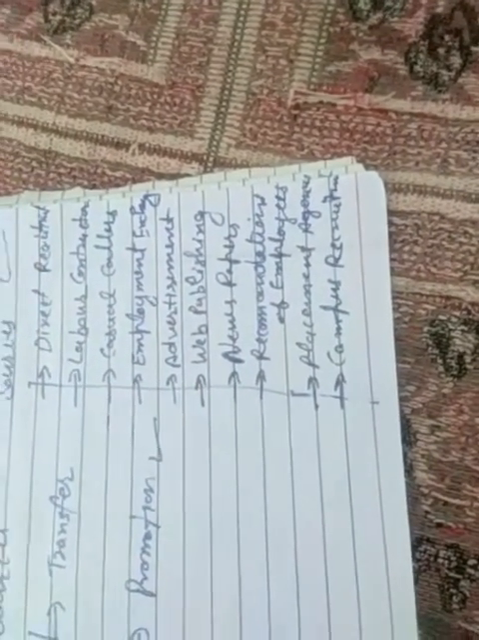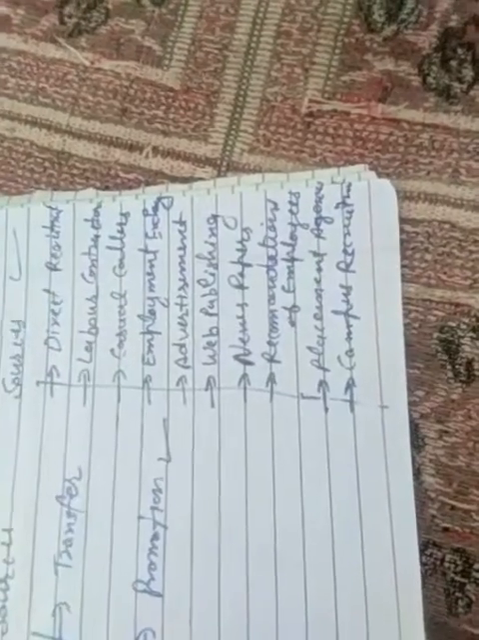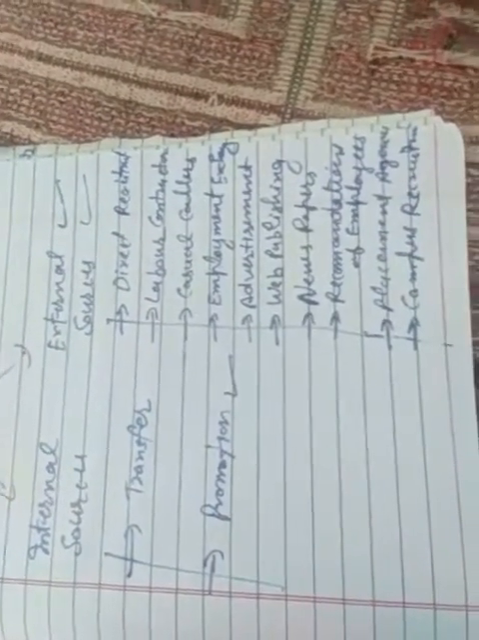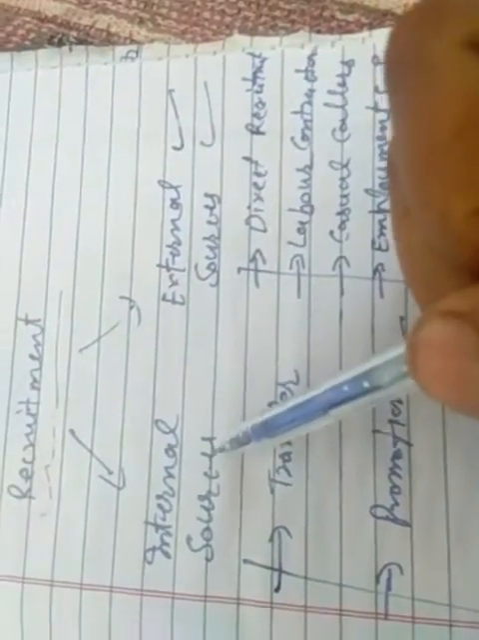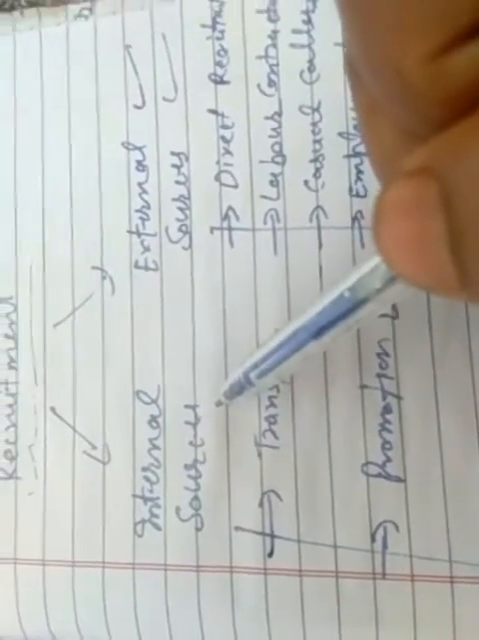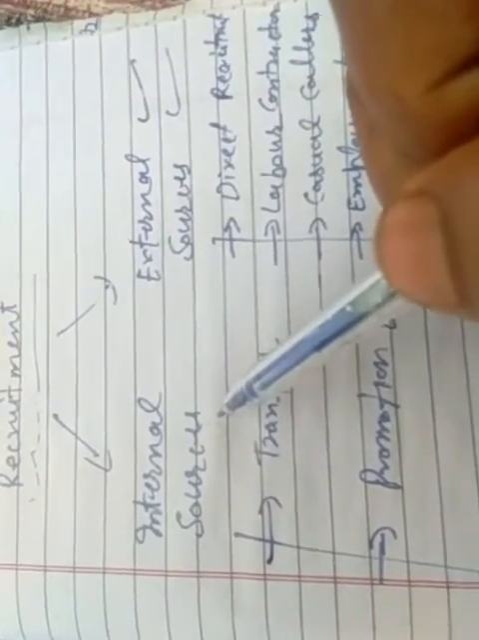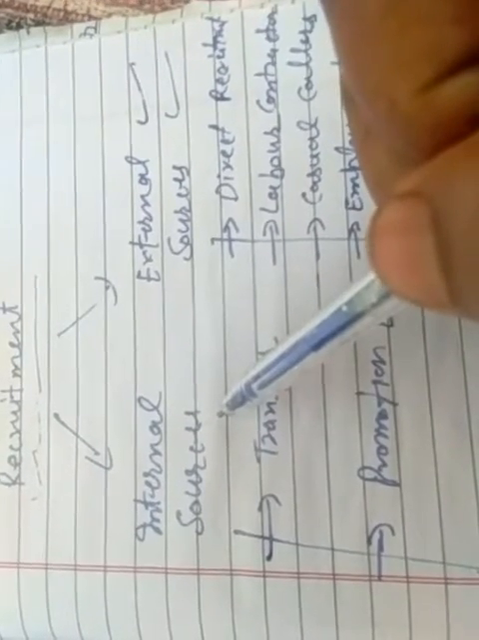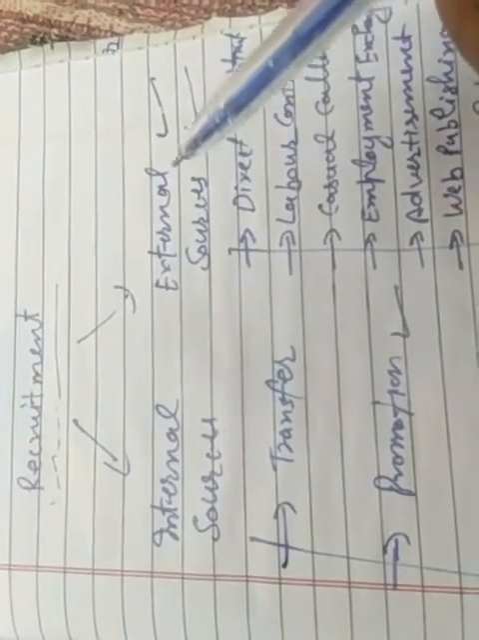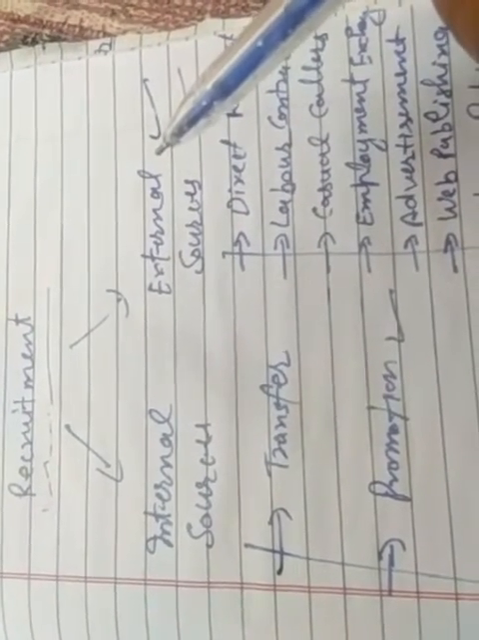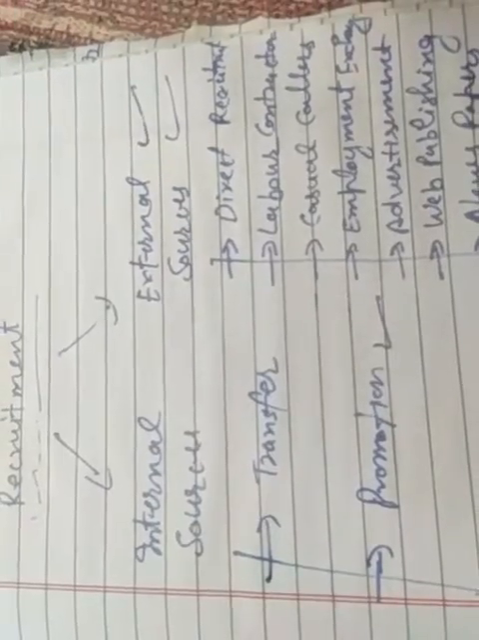So this was about the staffing recruitment function. Today we discussed recruitment. Recruitment means stimulating people to apply for vacant jobs in the organization. There are two sources of recruitment: internal sources and external sources. Internal sources are those where vacant job positions in the business are filled from inside. External sources are those where vacant jobs in the organization are filled from outside the organization.